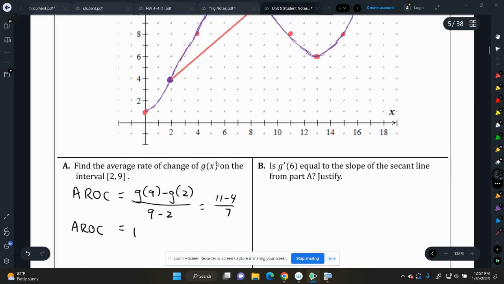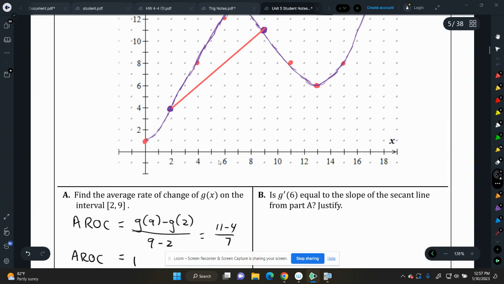And does that match up with our graph? If we look at the slope, sure enough, this has a slope of 1. So that does match with our slope, with our graph, okay? Everybody good so far?